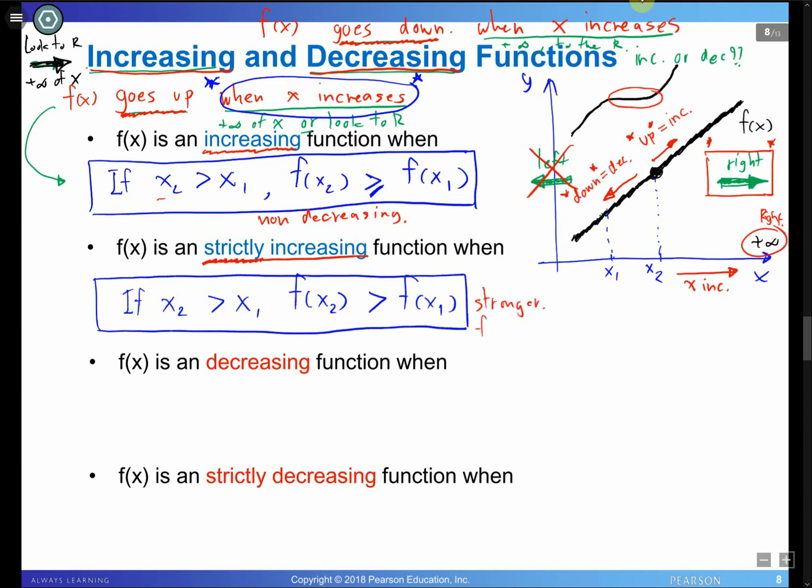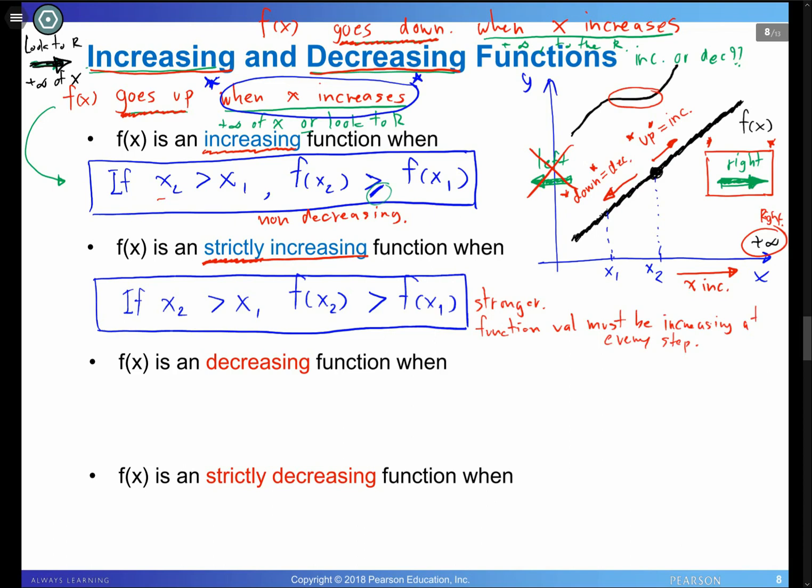And it means that the function value must be increasing at every step. At every step. So there is no exception right here. It has to keep going up all the way through. Okay, now that is the definition for increasing and strictly increasing.